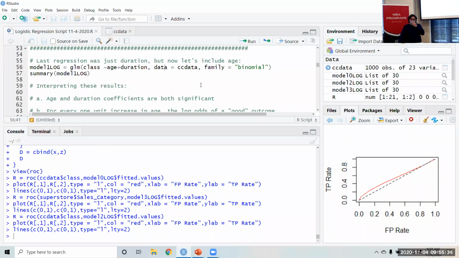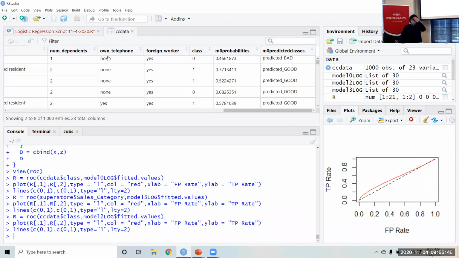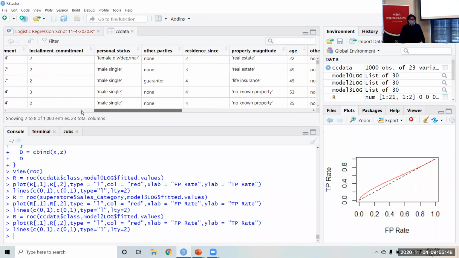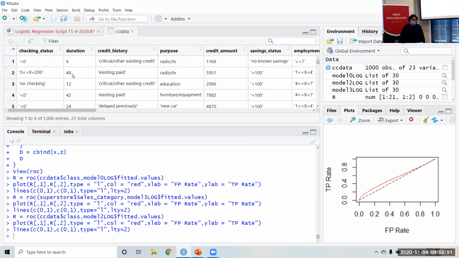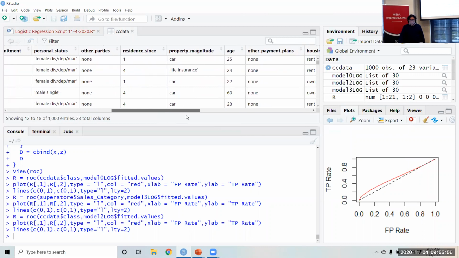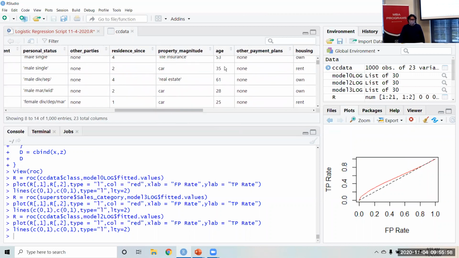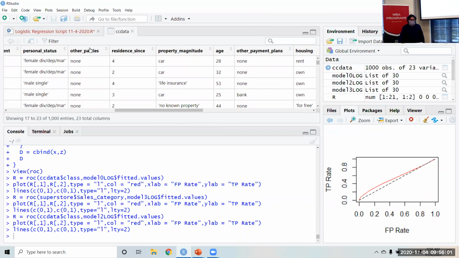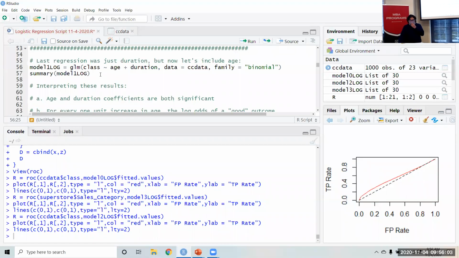We can do the same thing with hours, right? So in this case, we'll create a model. It's called model 1log, and we'll create it with age and duration as our predictors. So we look at duration, that was the one that we just looked at in months, 48, 12, etc. And then age, I believe, is age of the borrower, right? So you've got some young folks, some older folks, some middle-aged folks, all borrowing for whatever they wanted to buy, right? So we can create that model exactly the same as before.